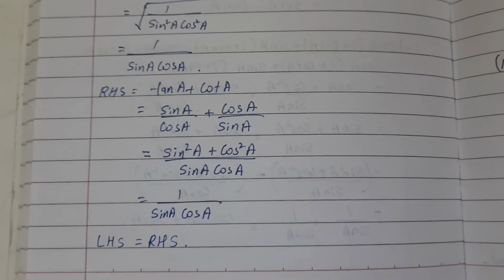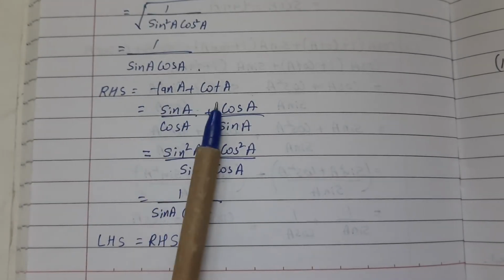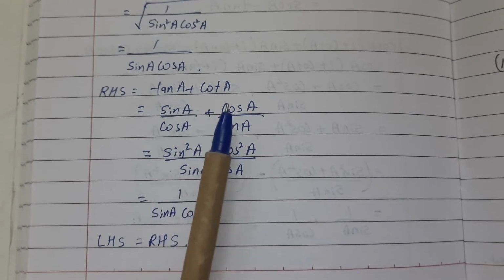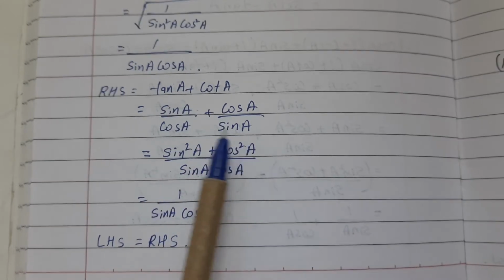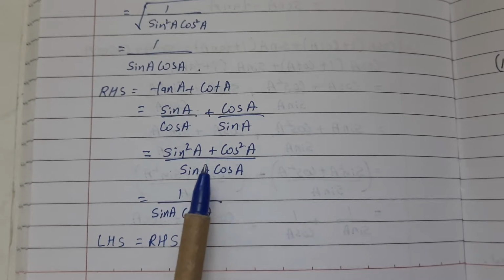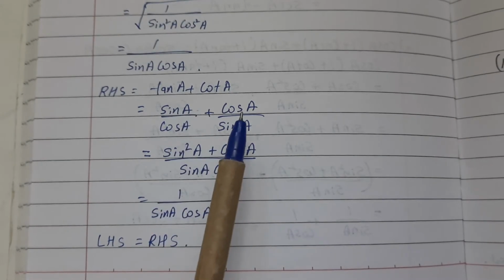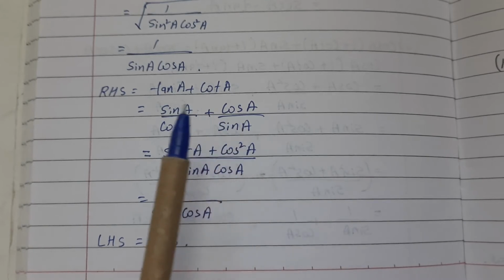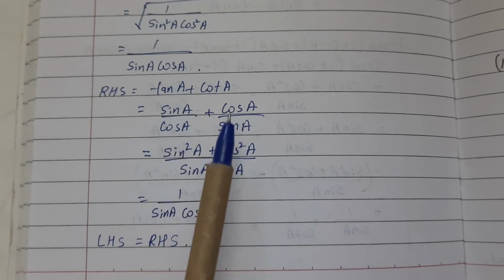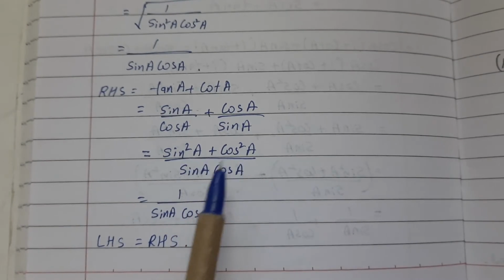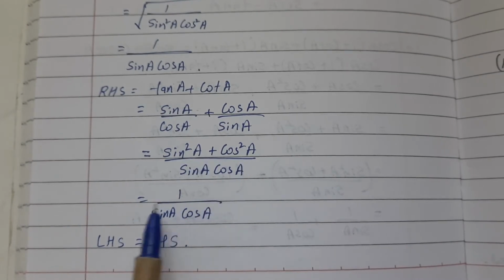Right hand side equal to tan A plus cot A. Tan A is sin A upon cos A, cot A is cos A upon sin A. LCM of the denominator is sin A cos A, multiply and divide this term by sin A, and this term by cos A. We get sin square A plus cos square A upon sin A cos A. Sin square A plus cos square A is 1, equal to 1 upon sin A into cos A. Left hand side is equal to right hand side.